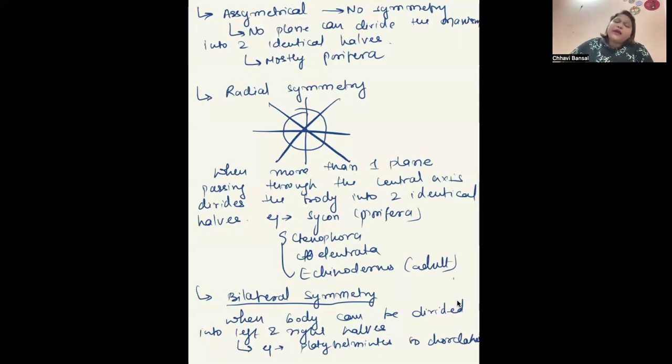Okay. Third is bilateral symmetry. In bilateral symmetry, there is only one plane that passes through the central axis. And when it is passed, it divides the body into left half and the right half. That type of symmetry is called bilateral symmetry, and it is present from Platyhelminthes to chordates. Clear?